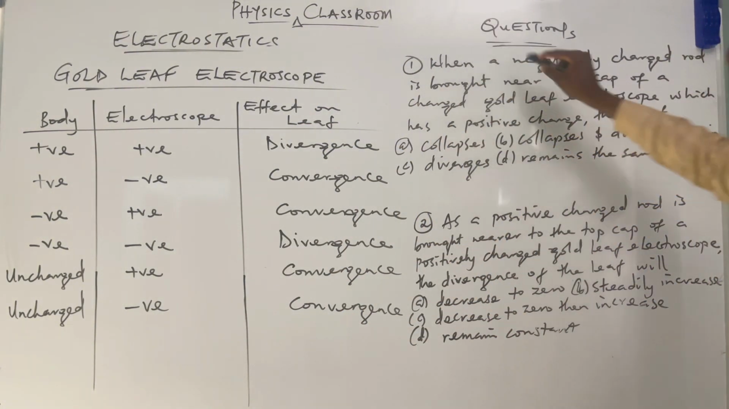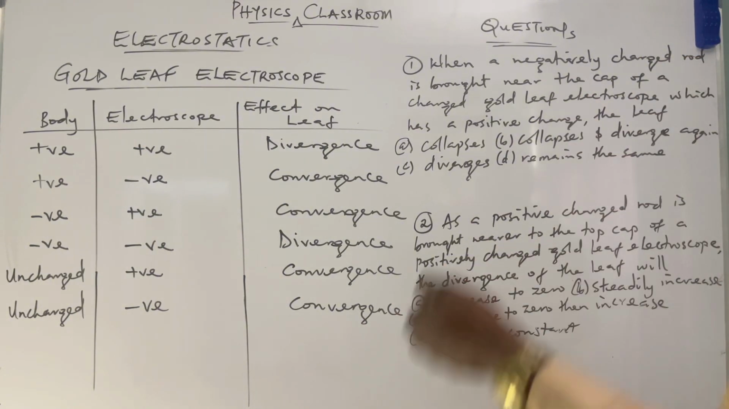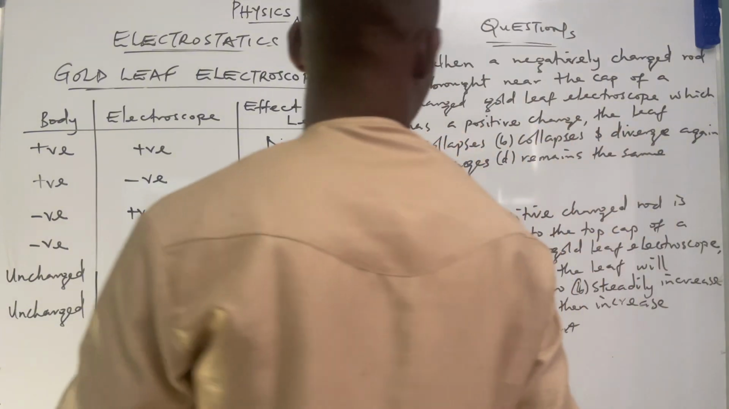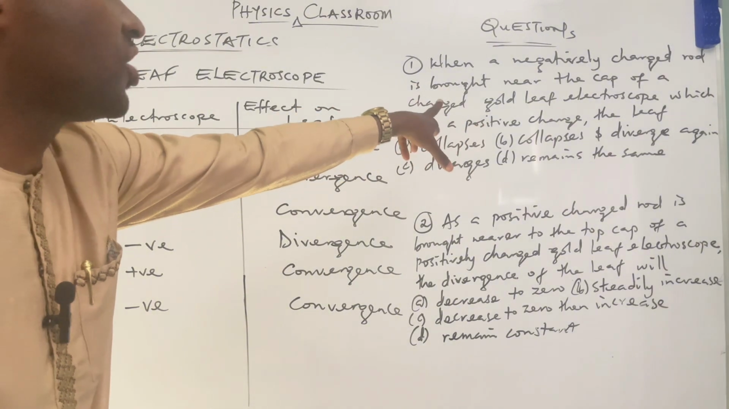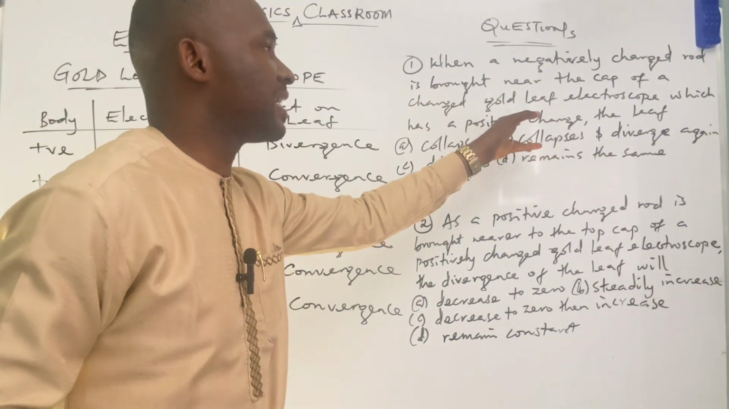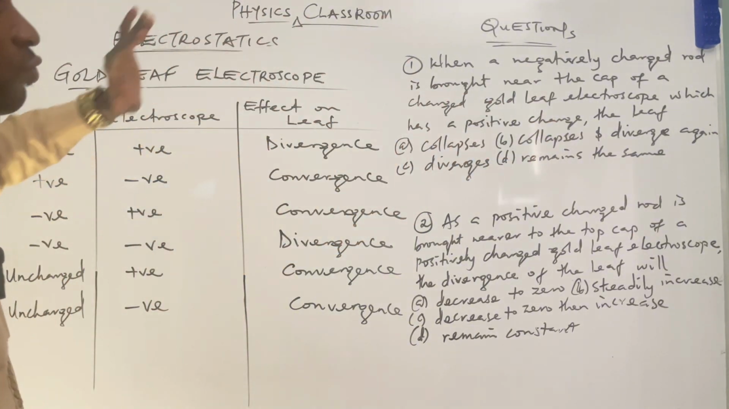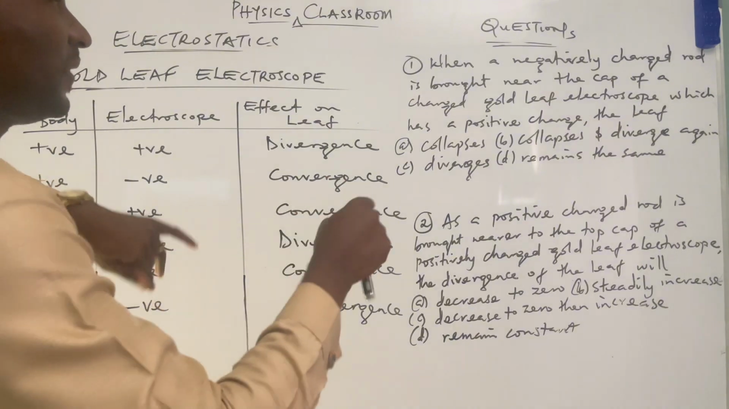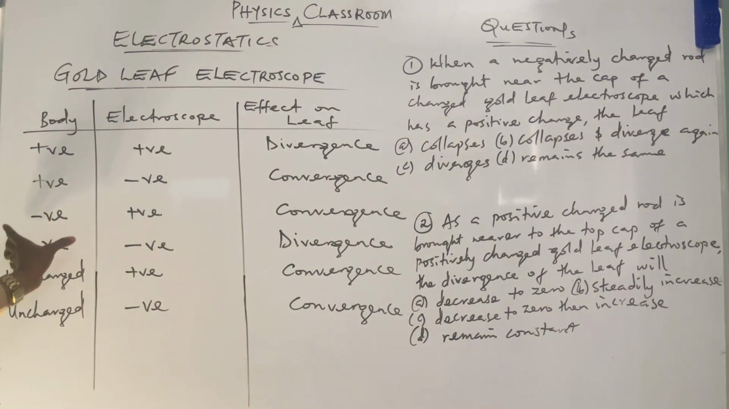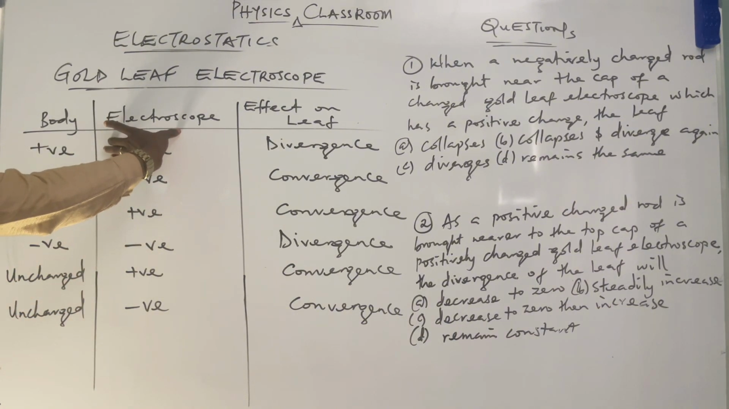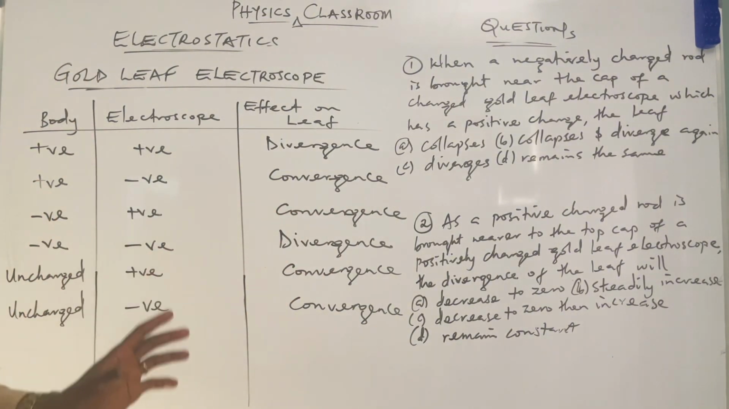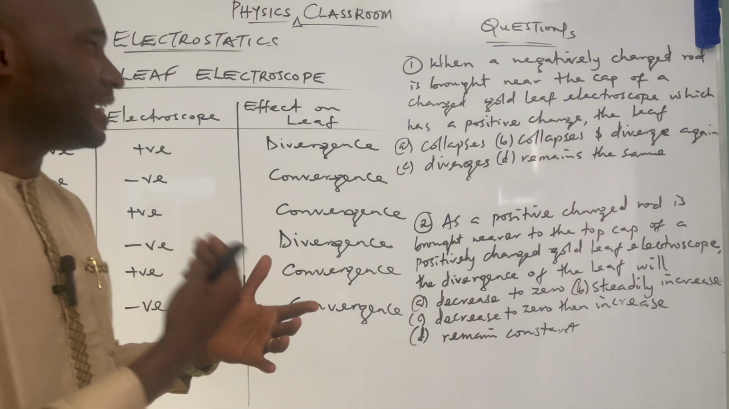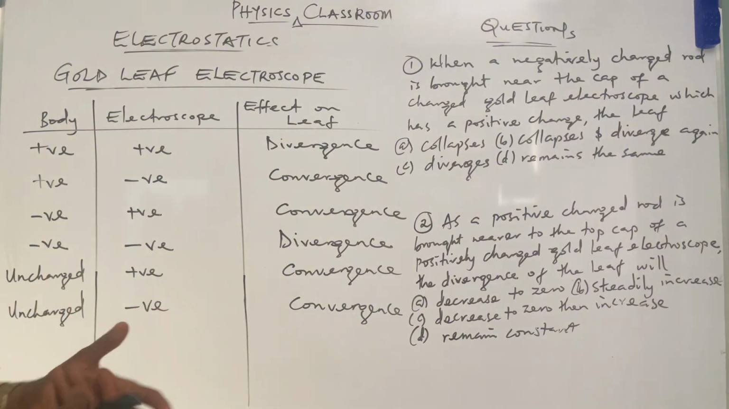The first one is when a negatively charged rod, so the rod is the body, negatively charged, is brought near to the cap of the gold leaf electroscope. What kind of charge is it having? It's having a positive charge. So negatively charged rod to a positively charged electroscope. Let's look for it. Negatively charged body to positively charged electroscope. So what will happen? Convergence. What convergence means here is collapse.